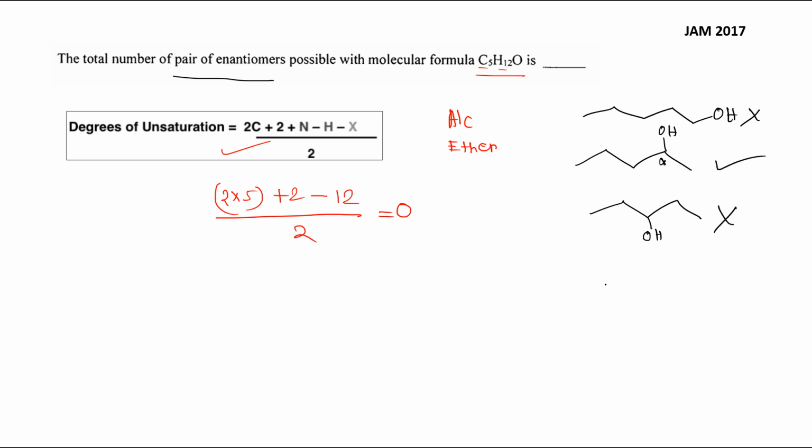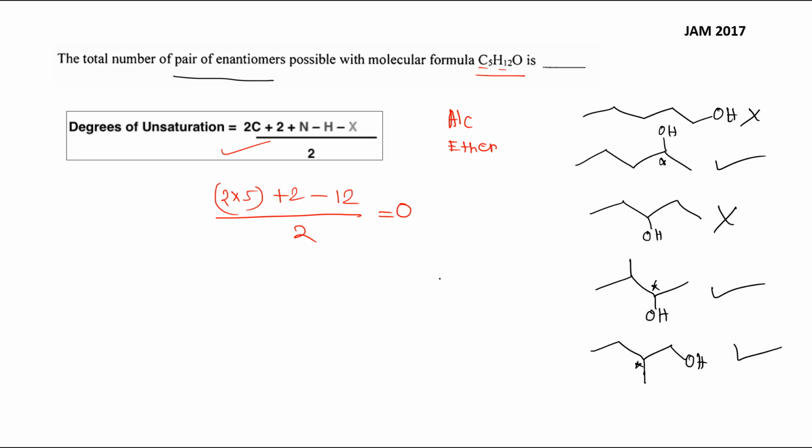Now I will reduce the parent chain. I will keep it only 4. So one methyl branching should be there. Here also we are getting a chiral center, so it will give us a pair of enantiomers. Now still keeping 4 carbons in the parent chain, if I change the branching at this position and also OH here, now you will get again a chiral center. So this will also give you a pair of enantiomers. So we are getting total 3 from alcohol.